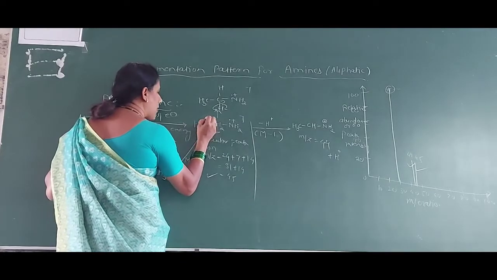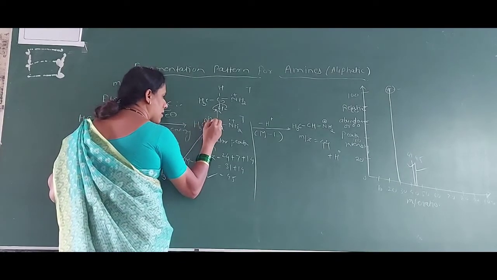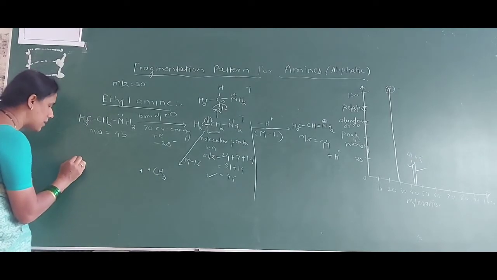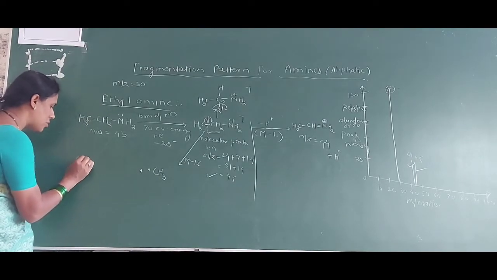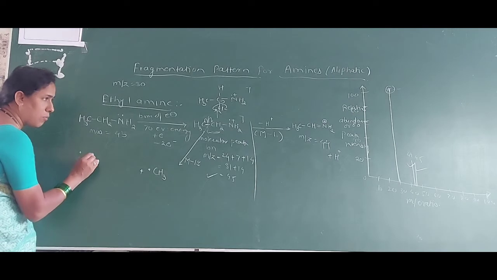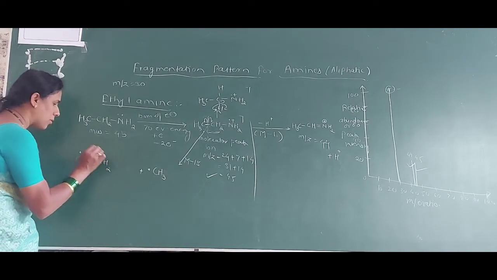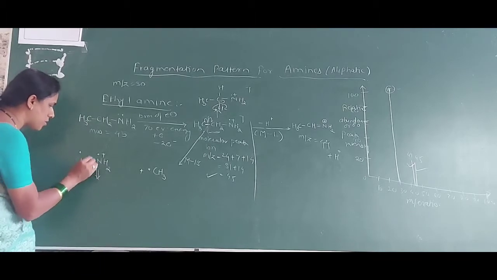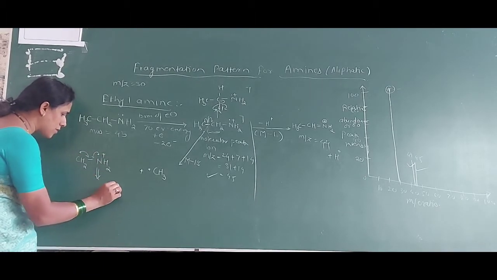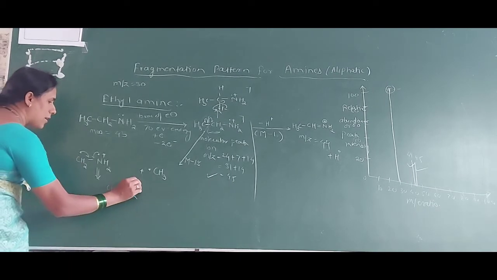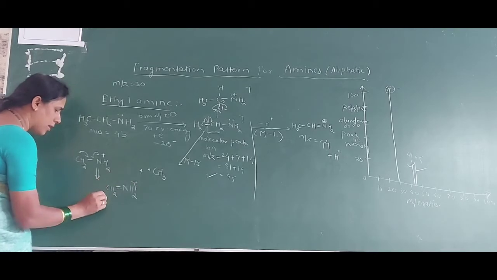In this, we have to write that this electron goes here, and this electron goes here. Now, what is the remaining one? That is CH2 with one electron, and H with a dot here. Thus, there is a formation of these electrons from here. There is formation of CH2 double bond NH2. And here, the molecular ion.